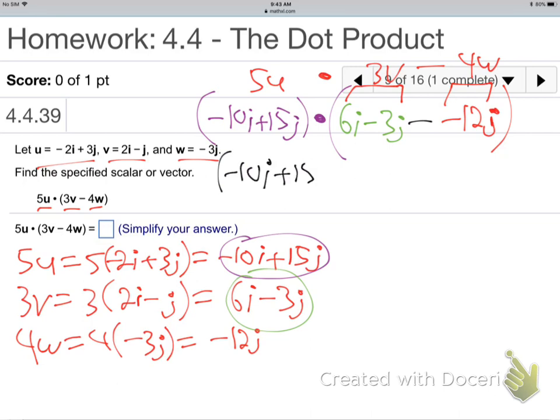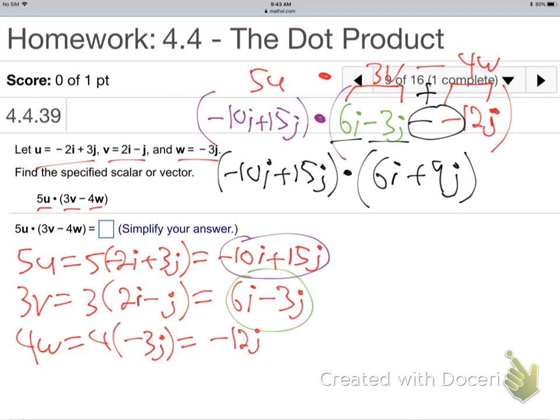Minus 10i plus 15j dotted with 6i minus 3j, and then the double negative is going to be plus, as you know, plus 12, so plus 9j on that. Yeah, 6i plus 9j. Good so far.